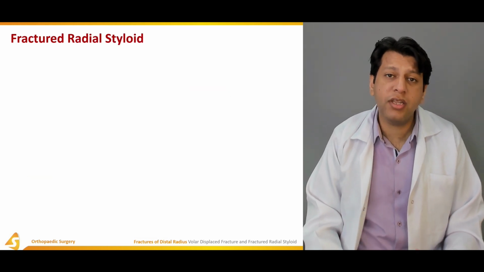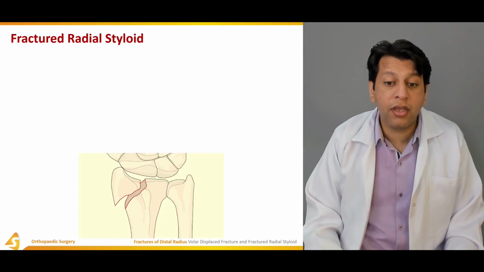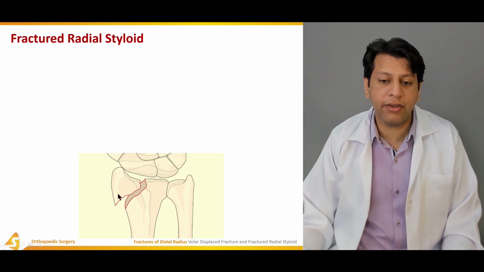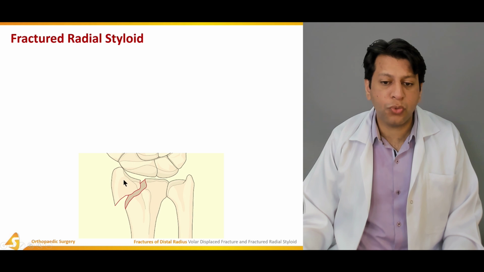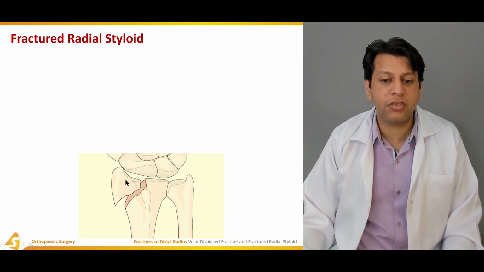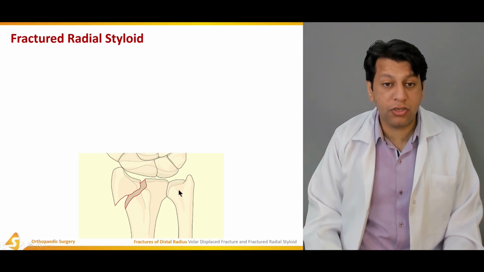Now another common fracture is a fracture of the radial styloid. As you know, in the anatomy of the distal radius, this is the radial styloid, and it makes a joint with the carpal bones, especially the scaphoid. Then this part of the radius makes a joint with the lunate, and then you have the radioulnar joint as well, the distal radioulnar joint.